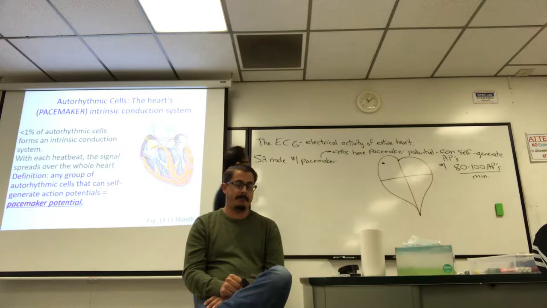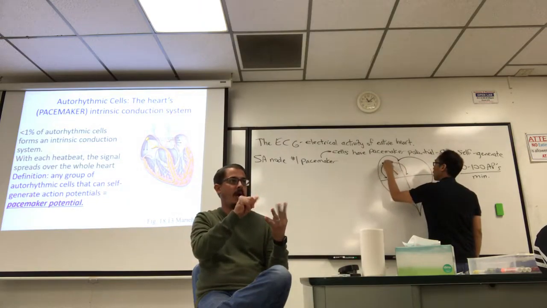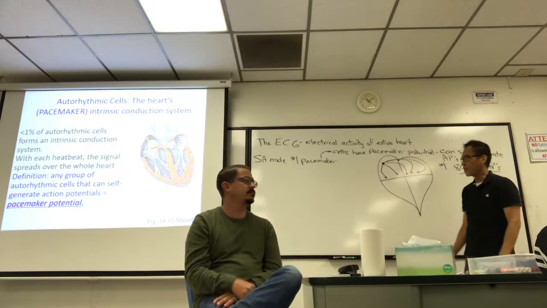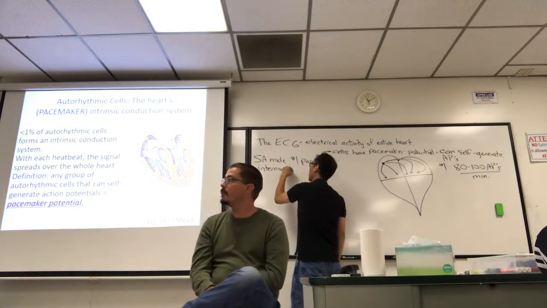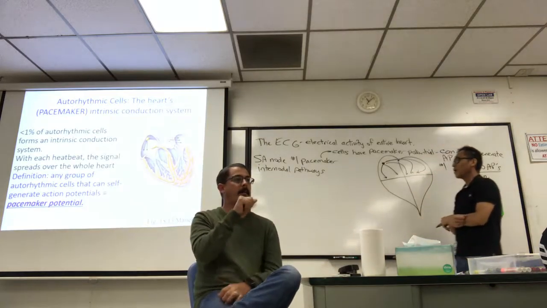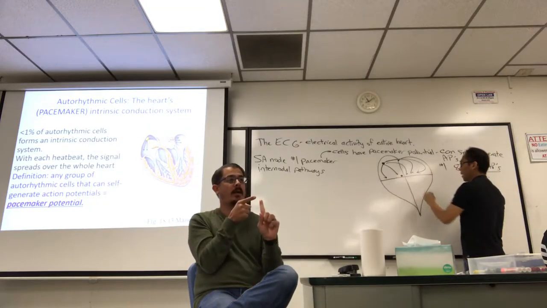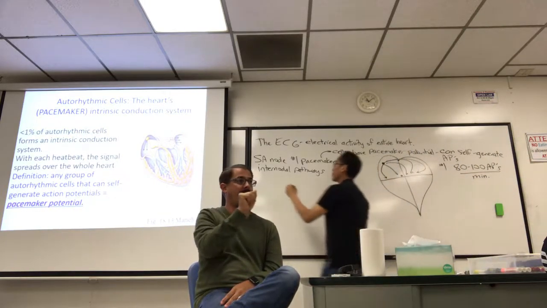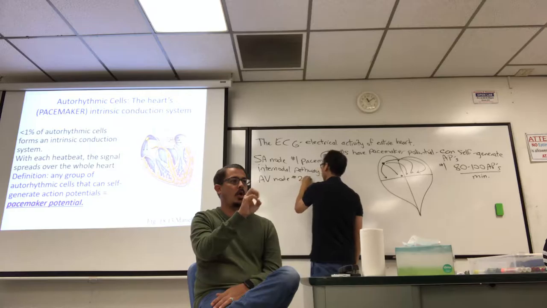Now from there, the signal spreads through all the atria through what are called internodal pathways. They have no pacemaker potential, they're just pathways for the depolarization to spread to a single point. They're called internodal pathways because they're between two nodes, the SA node and the AV node. Atrioventricular node, or AV for short, is your number two pacemaker.